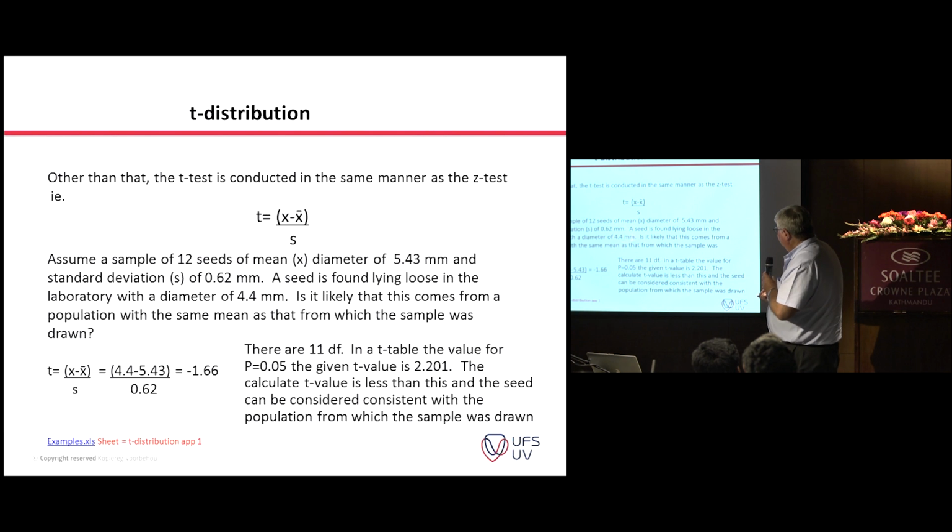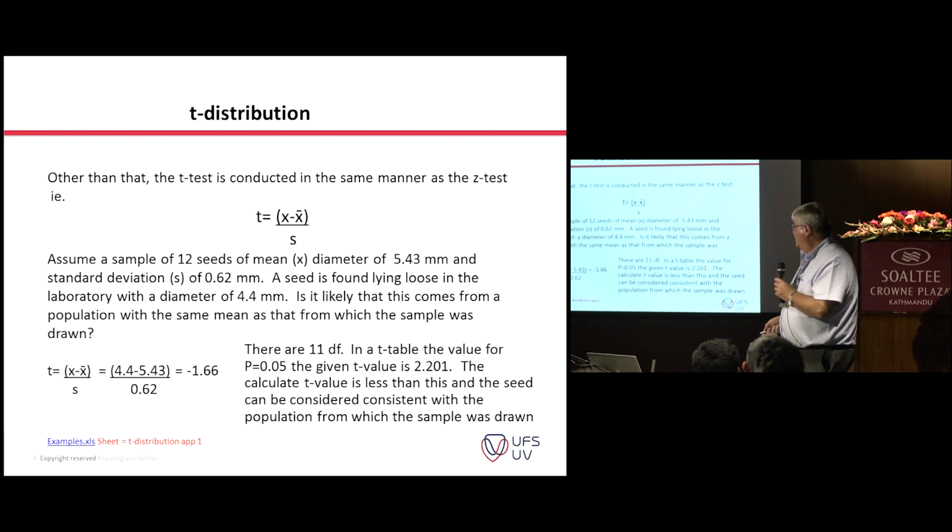I measure the diameter of that seed. It's 0.44 millimeters. Okay. It's less than that number. The question is, is it likely that this comes from a population with the same mean from which these 12 samples were drawn? Okay.